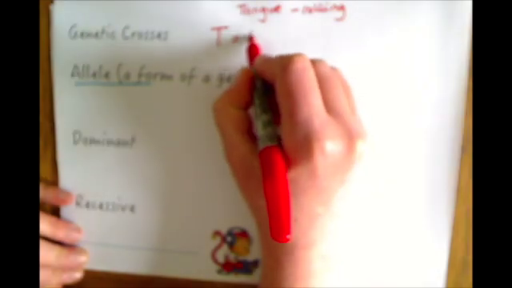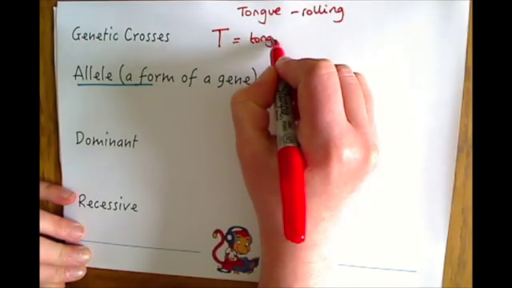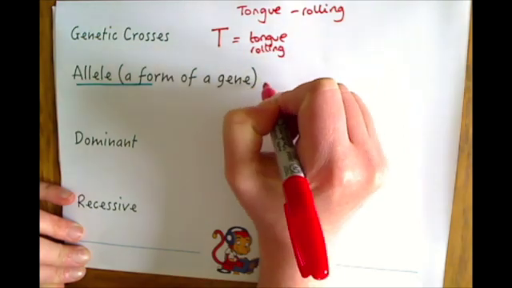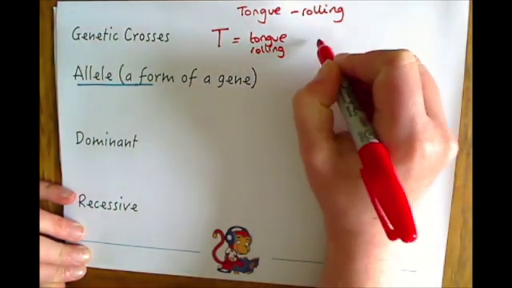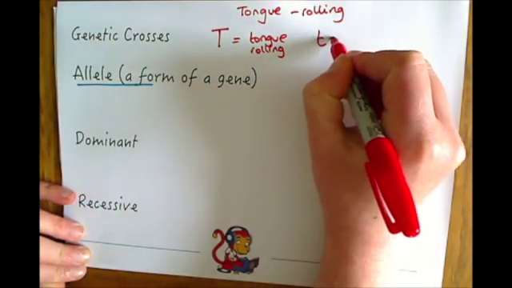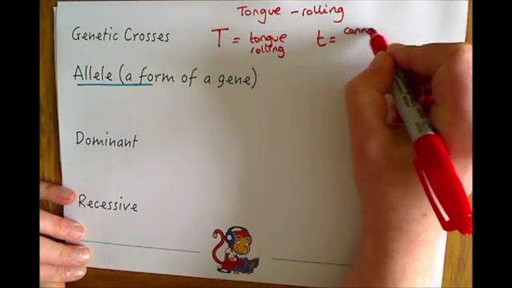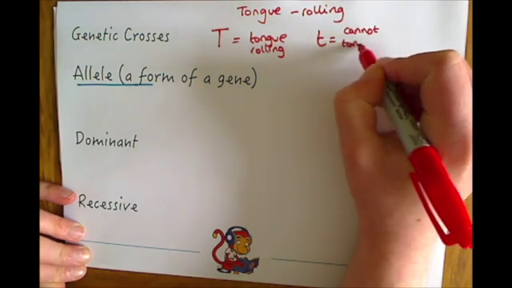One will be, yes, we can tongue roll, so I'll give that a capital T for tongue rolling. That is one version of the gene that you could pick up from your parents. Or I'll do a lowercase t to say that you cannot tongue roll.